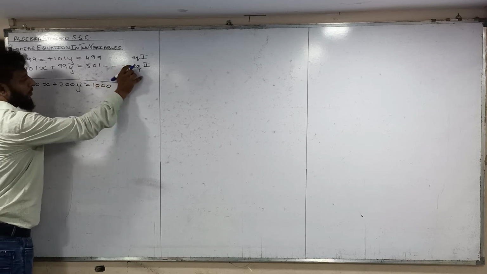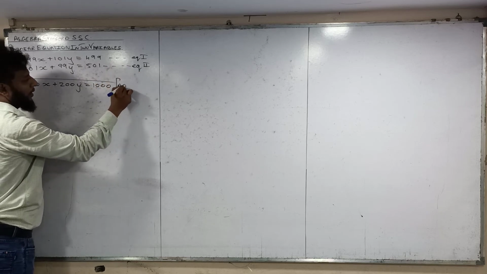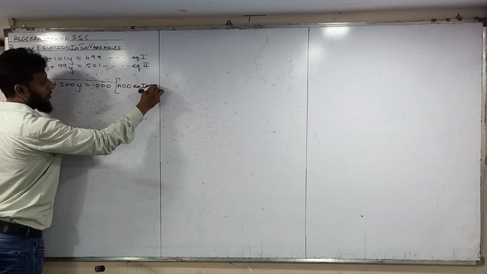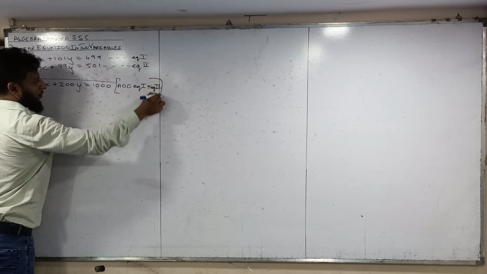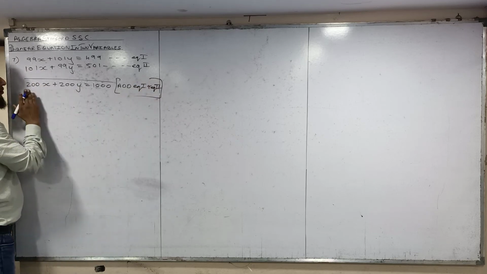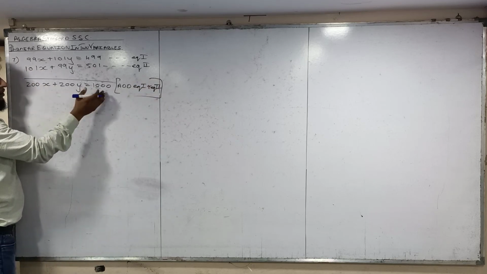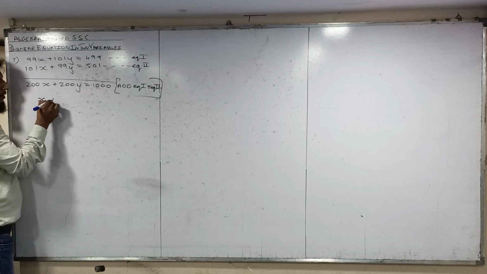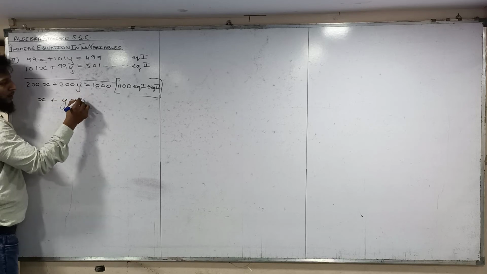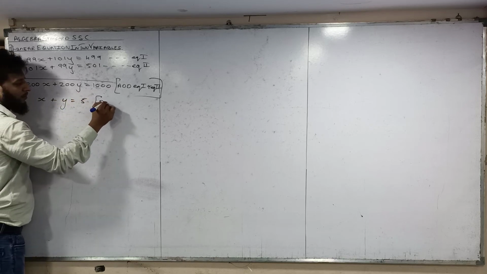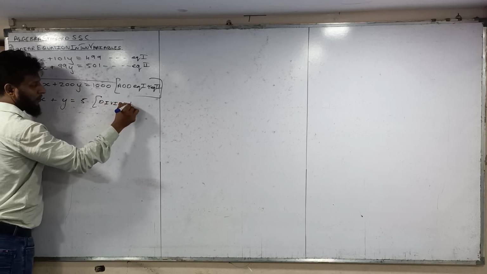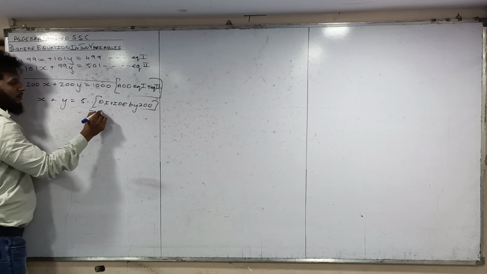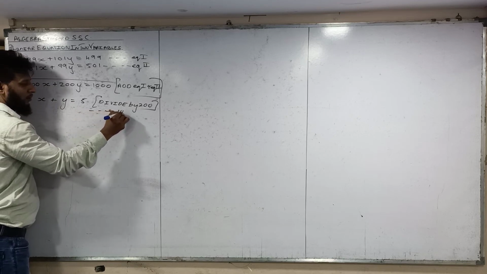Okay. So you can write here add equation 1 and equation 2. Okay. So you can see all variables and numbers can be divided by 200. So when we divide by 200, we'll get x plus y is equal to 5. So divide by 200. Okay. So this is your new equation, equation 3.